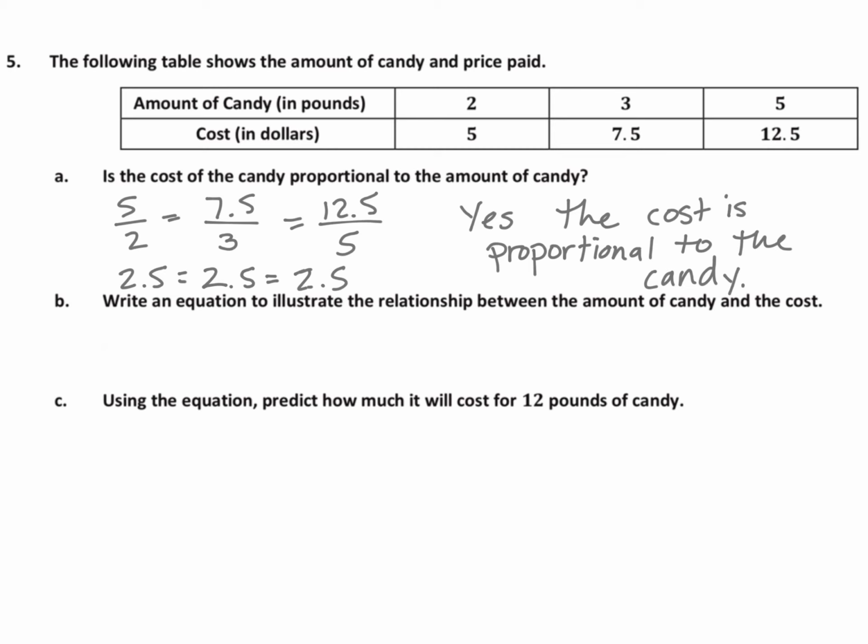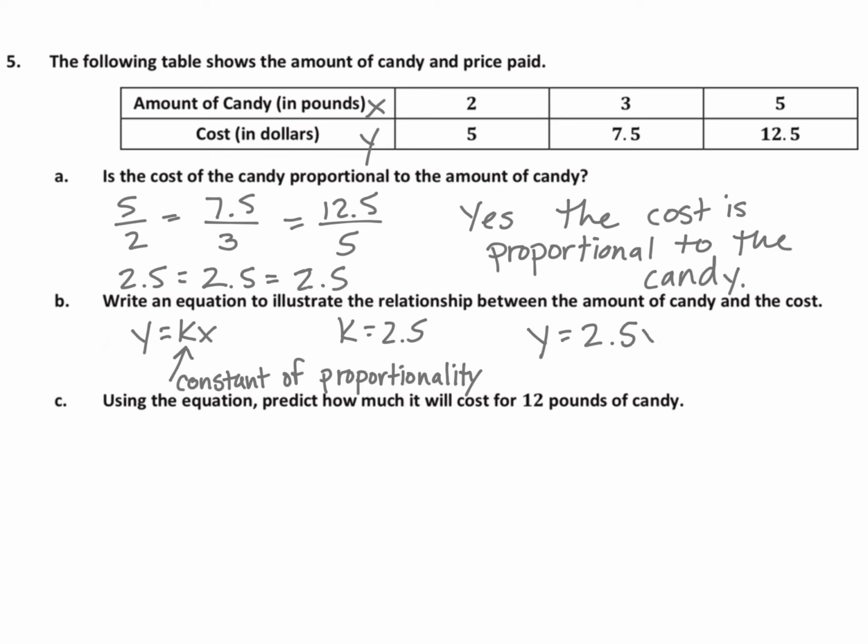B says write an equation. Again, we're going to label our pieces x and y. We use y equals kx. This represents that constant of proportionality. And in this case, k is equal to 2.5. So our equation will say y equals 2.5x.